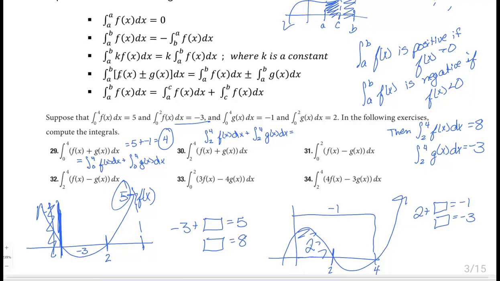So we know this piece is going to be 8. This piece is going to be -3. So our answer is going to be 5 for that one.